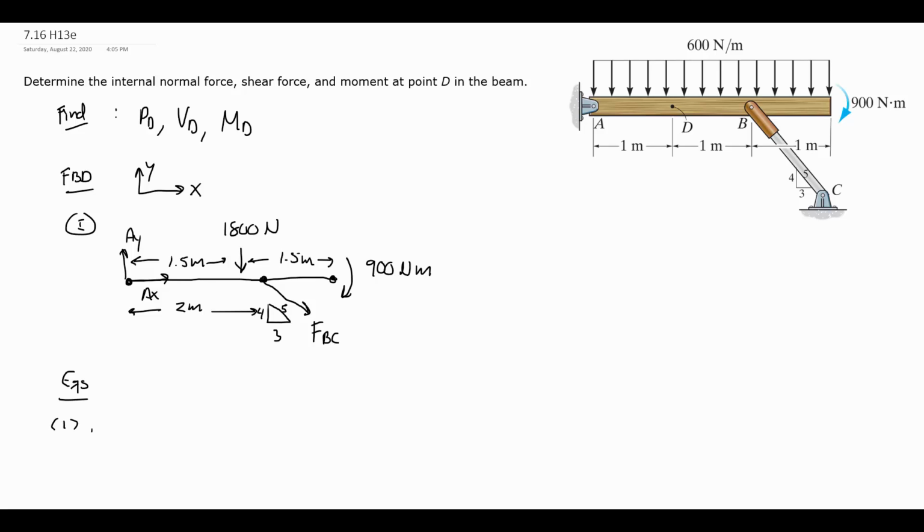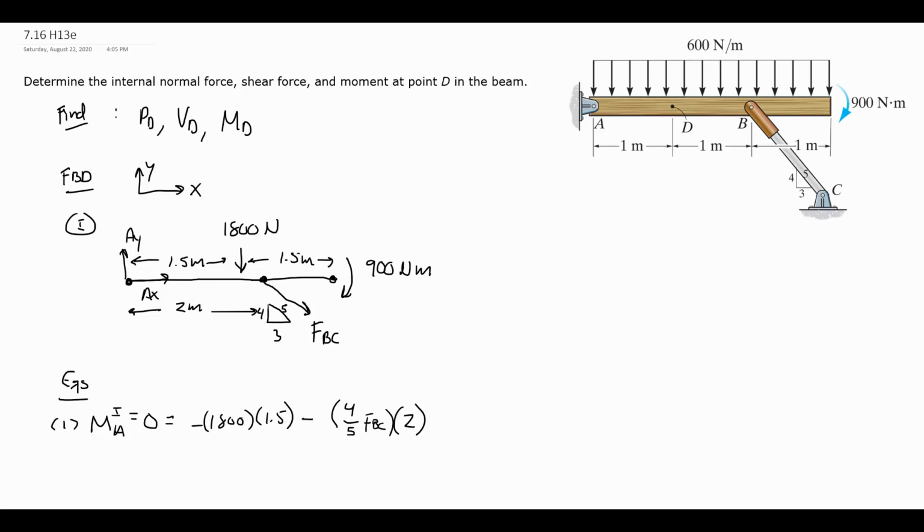So I'll start by taking the moments around point A so that I can get some numbers right away, and this is in picture 1. So doing that, I'll work left to right. AX, AY don't appear. I will have then a clockwise, so negative 1800 times its moment arm, 1.5 meters from point A, minus the vertical component of FBC, which is 4/5 FBC, and it's going to be located 2 meters away from point A. So vertical component 4/5 FBC times 2, and again that is clockwise, negative.